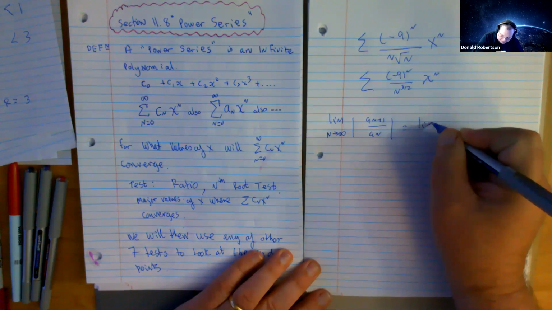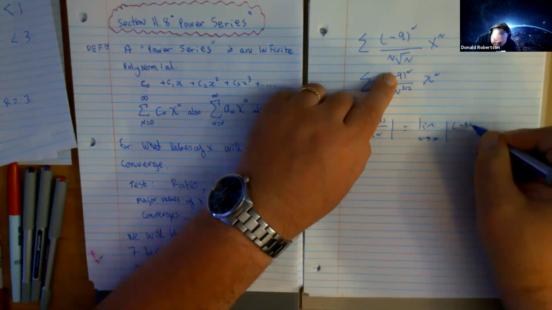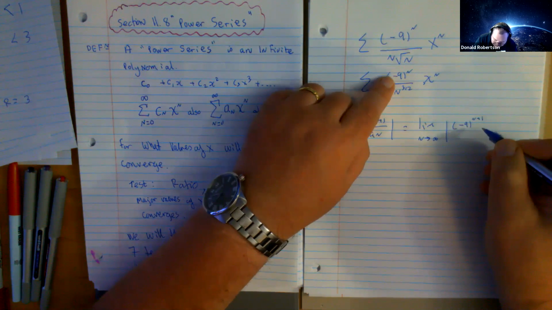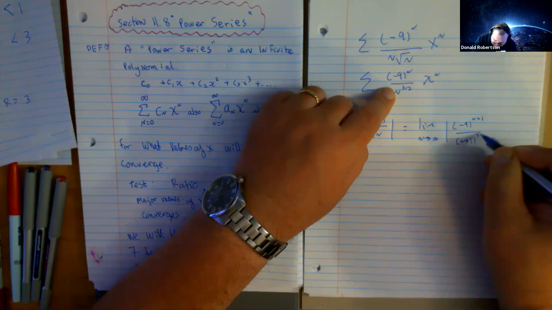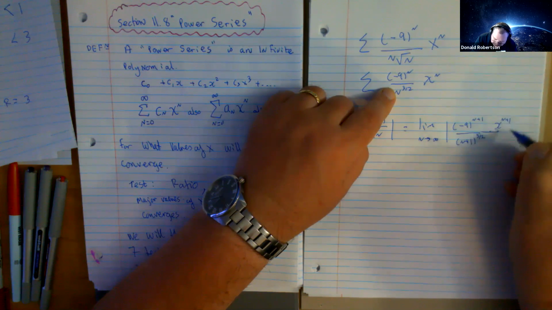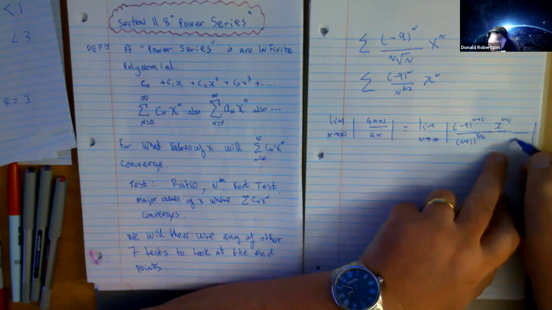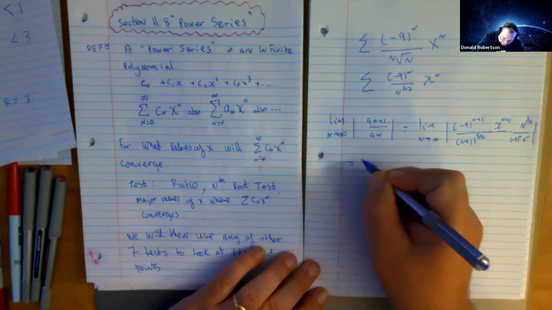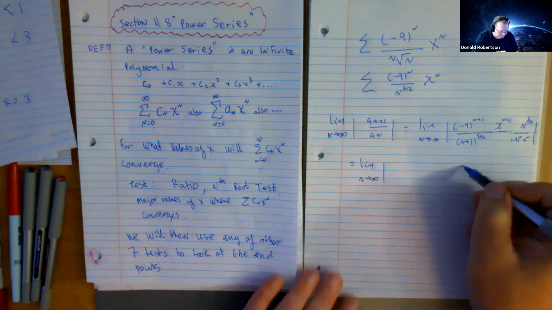It's going to be the limit as n tends to infinity of negative 9 to the power of n plus 1 over n plus 1 to the power of 3 halves times x to the n plus 1. And then you turn them upside down. Yikes. Negative 9 to the n, x to the n, n to the 3 halves. I think I'll write it over here. I need more room. Okay, let's see what we get.